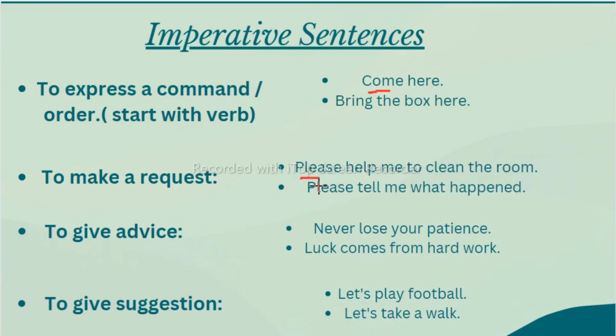So, if you find a sentence starting with "could you" or "please", these types of sentences are imperative sentences. Now, to give advice: never lose your patience. Luck comes from hard work. If you find such advice, that type of sentence is also called an imperative sentence.